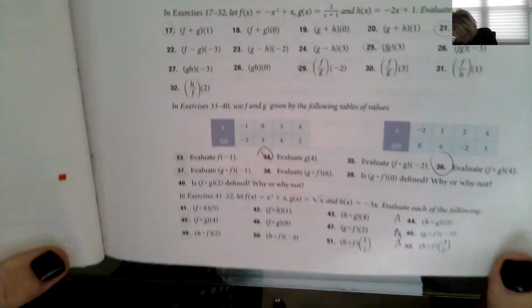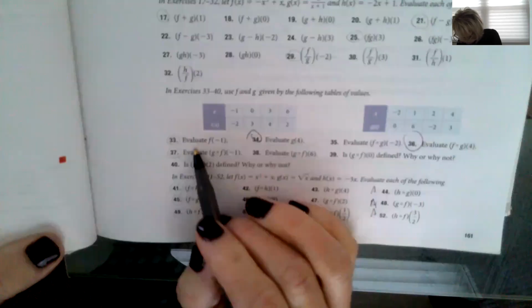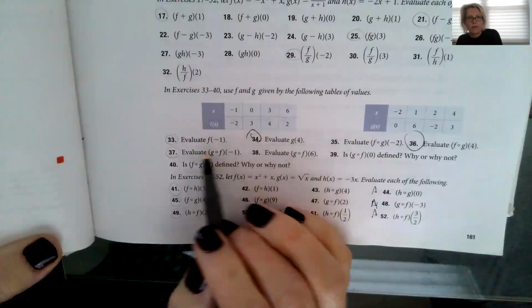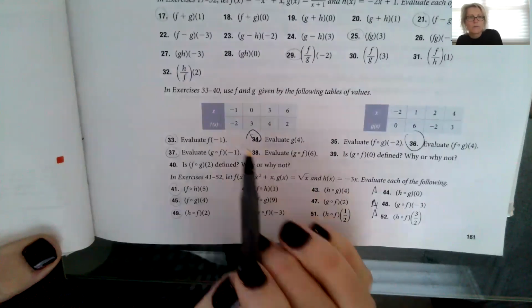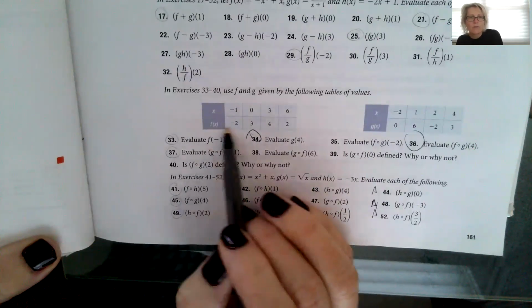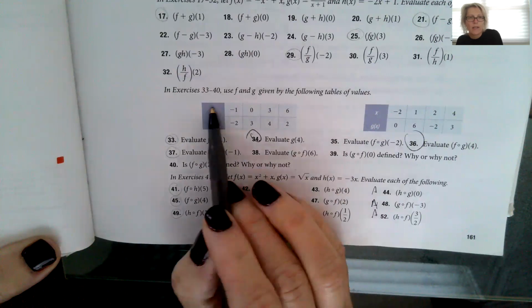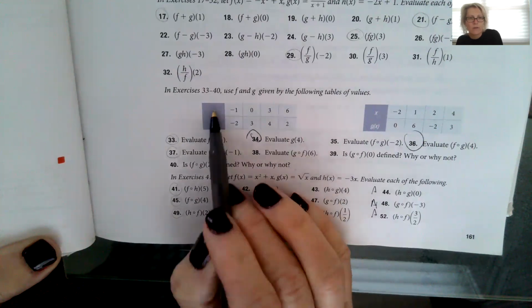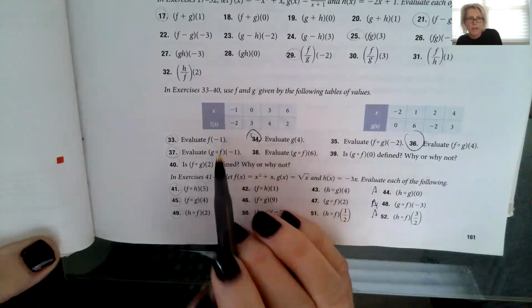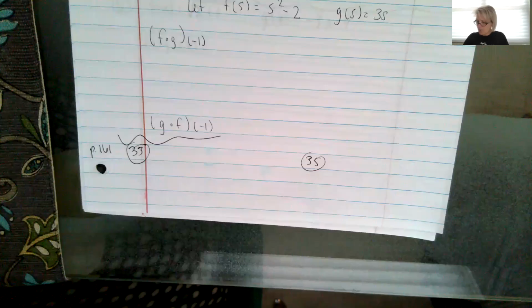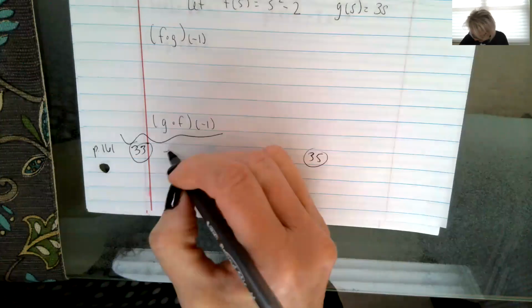So in 33, it says evaluate the f of x at negative 1. So if we go to f of x right here, and when the input is a negative 1, we get a negative 2. So input is a negative 1, we get a negative 2. So 33 is a negative 2.